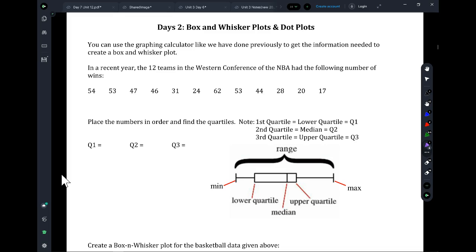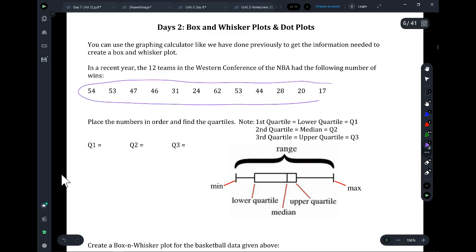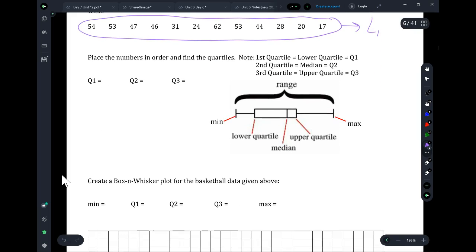In a recent year, the 12 teams in the Western Conference of the NBA had the following number of wins listed below. We don't need to put them in consecutive order in any way. We're going to use our calculator. We are going to type them in our list just like we did yesterday. So all of these numbers are going to go in L1 in our calculator. And we are going to find our 5-number summary just like we did yesterday.